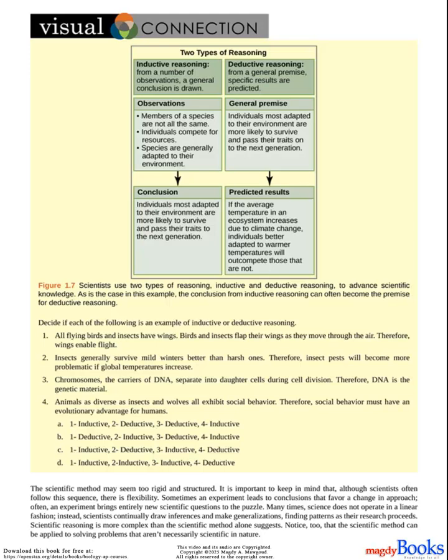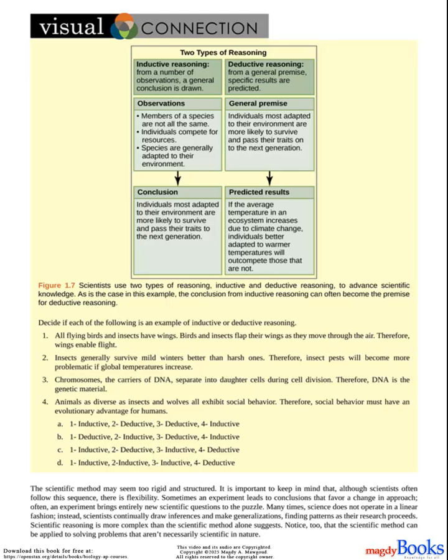B. Deductive reasoning. From a general premise, specific results are predicted. B.1. General premise. Individuals most adapted to their environment are more likely to survive and pass their traits on to the next generation. B.2. Predicted results. If the average temperature in an ecosystem increases due to climate change, individuals better adapted to warmer temperatures will outcompete those that are not.